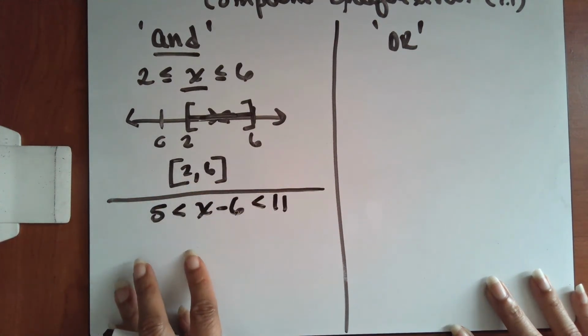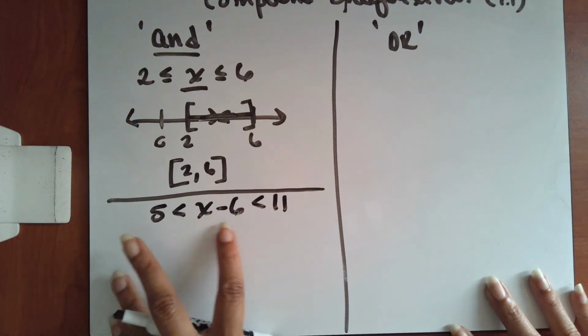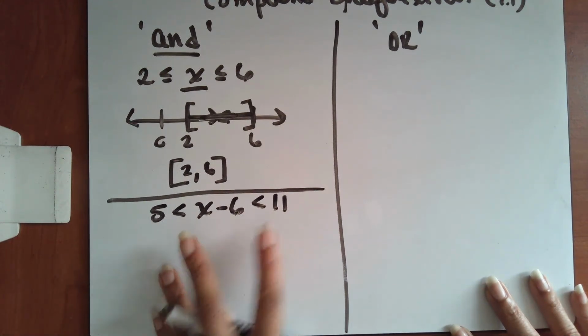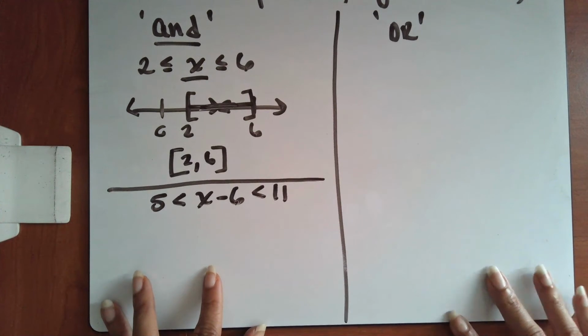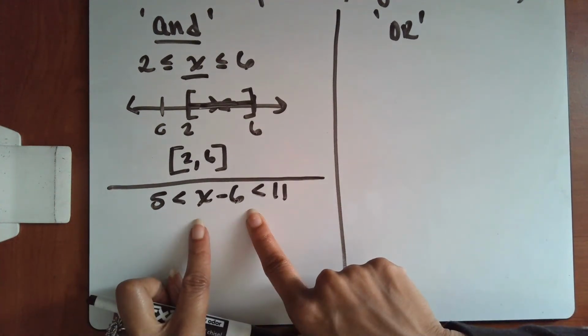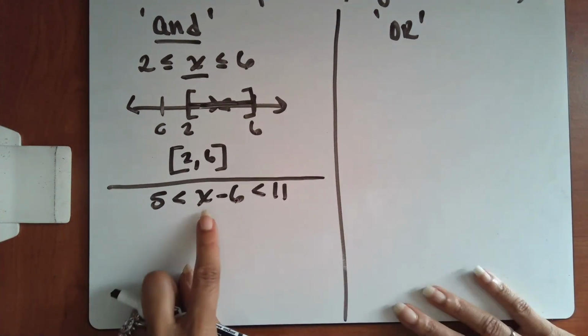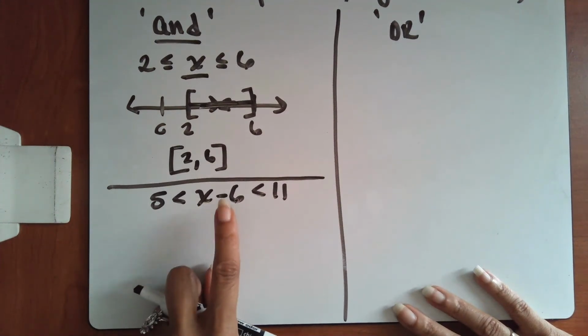So let's look at this one. 5 is less than x minus 6, which is less than 11. So what you want to do here is we're solving, right? And what does that mean to solve? It means we are trying to get the x by itself, get the x isolated.